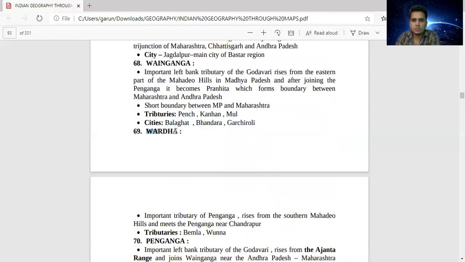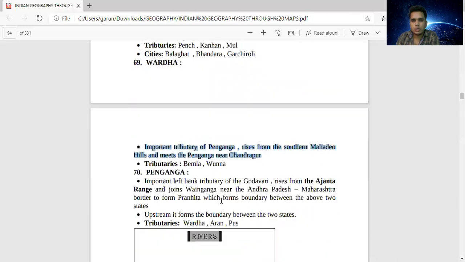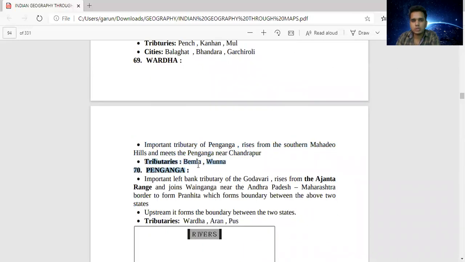Next is the Wardha River, an important tributary of Penganga. It rises from the southern Mahadev Hills and meets Penganga near Chandrapur. Its tributaries are Bemla and Buna.